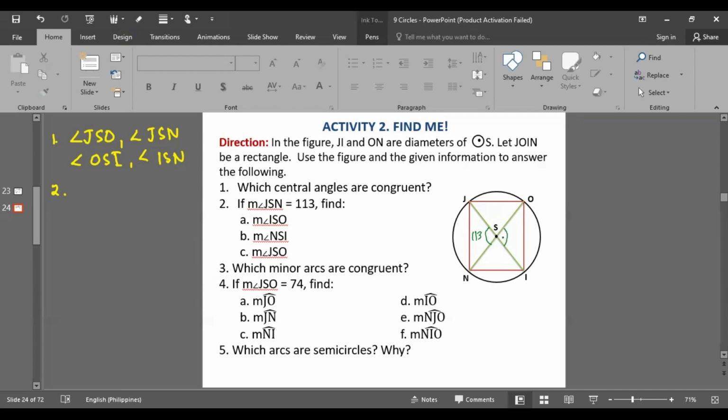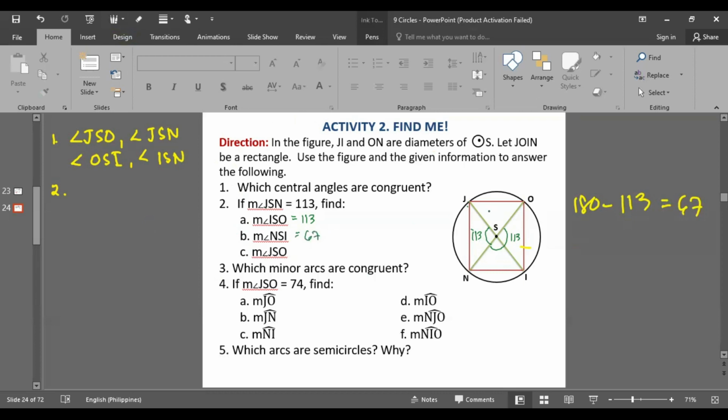Okay, number 2, if the measurement of angle JSN is 113, find the measurement of angle ISO. These are vertical angles. They have the same angle measure, so it's 113 also. B, measurement of angle NSI. Angle JSN and angle ISN are supplementary angles. So their angle measures should add up to 180 degrees. Just subtract 113 from 180 to get the measurement of angle ISN. It's 67. So the answer here is 67.